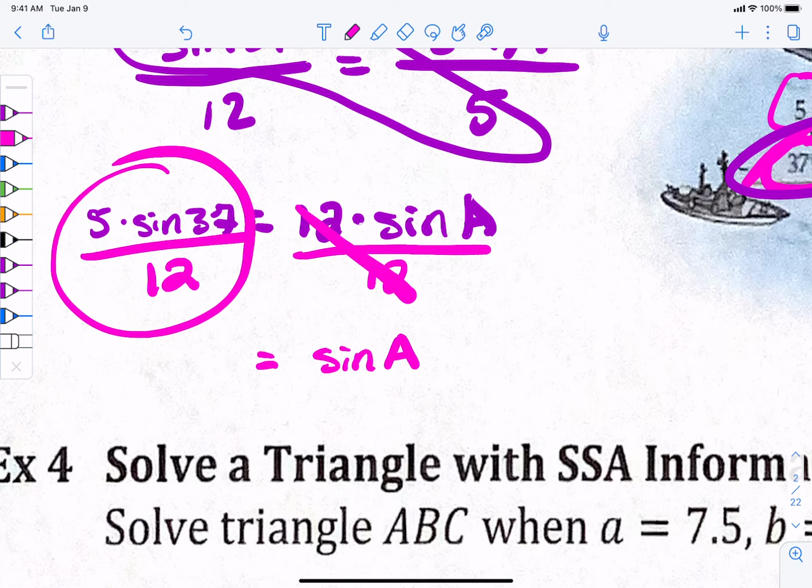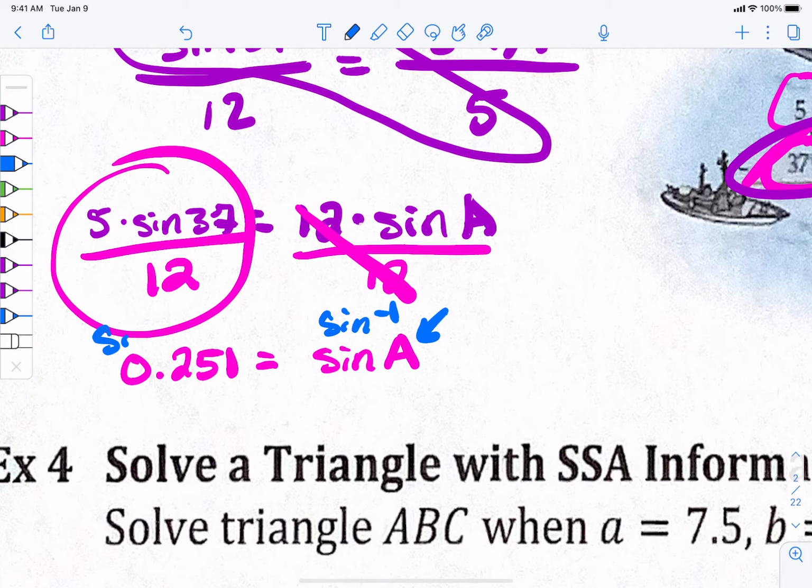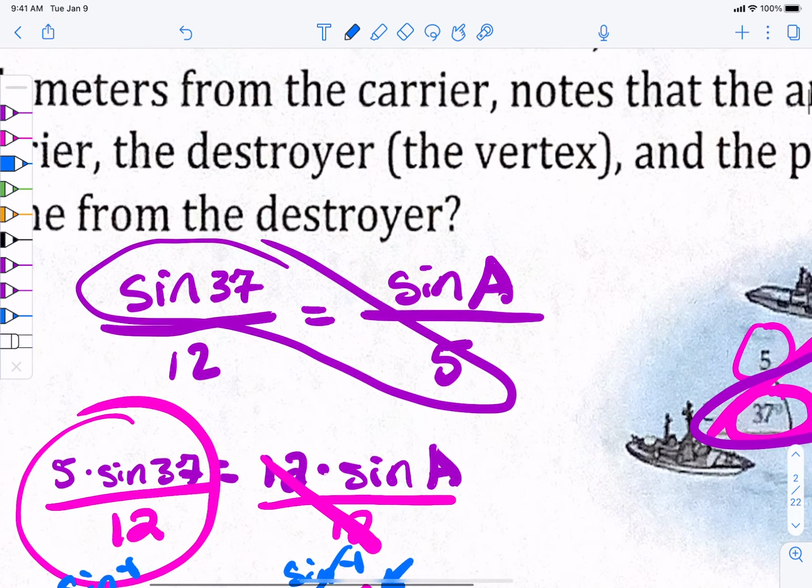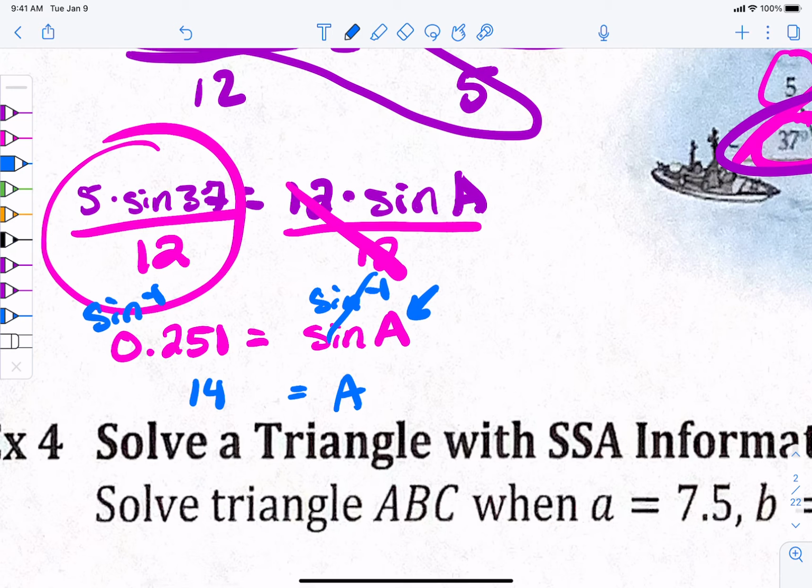What is it? 0.251. Okay, and now I want to find angle A. And always when the angle is trapped inside of sine, you have to do that inverse sine. So take inverse sine of that number, and A is what? 14.5. Let's do 15 degrees.